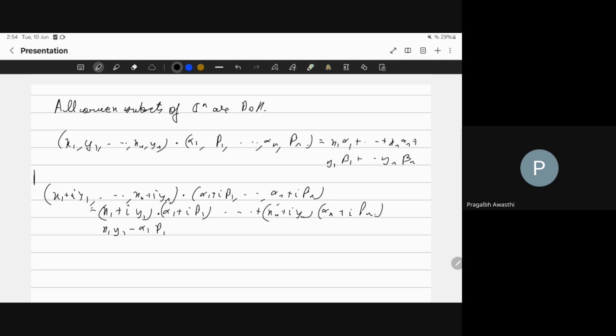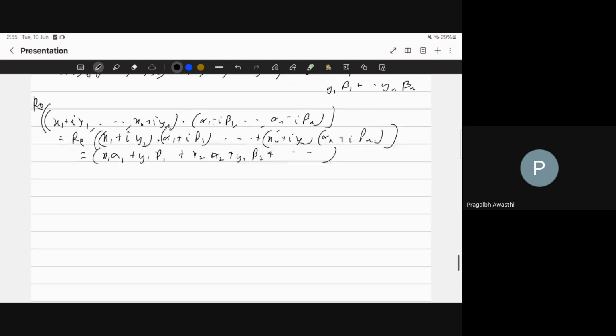So suppose I'm interested in the real part of this, so this will be x1 y1 minus alpha 1 beta 1. To counter that, what we will take is the minus vector here. So this is x1 y1 plus alpha 1 beta 1, plus x2 y2, sorry, x1 alpha 1 plus y1 beta 1, x2 alpha 2 plus y2 beta 2, and so on. What it means is that if I want to take the dot product of two vectors, I take the complex conjugate of the second vector and then take the real part of the complex dot product.